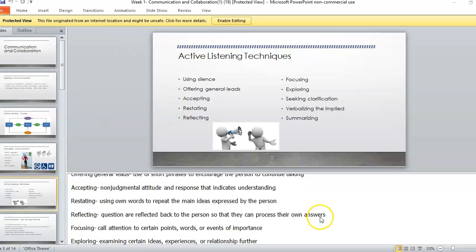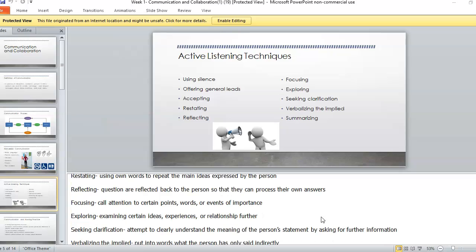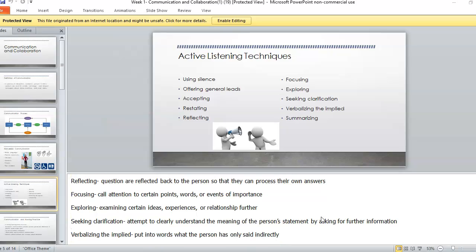We want to focus in calling attention to certain points, especially events of importance. We want to make sure that we're exploring or examining different ideas or experiences. We want to make sure the patient feels comfortable to seek clarification, to attempt to clearly understand the meaning of the person's statement. And not only the patient, but we may hear something from the patient that we need to seek clarification of. Maybe we have a misunderstanding of what they're saying. And then we need to make sure that we can verbalize the implied. So if a patient is implying something, we might want to put that into words. So what you're saying is, and we put it into words so that we, again, understand what they're focused on and what their understanding is.